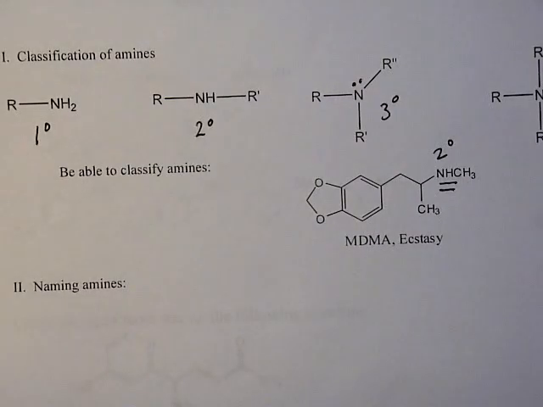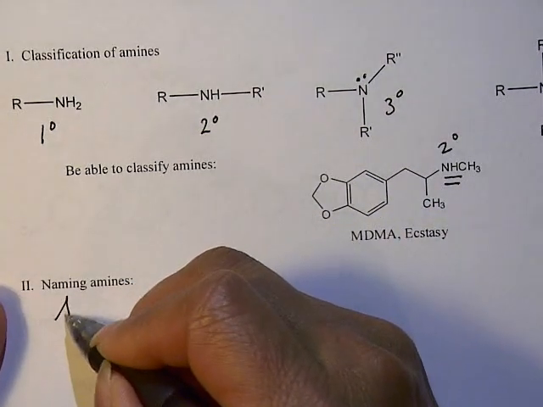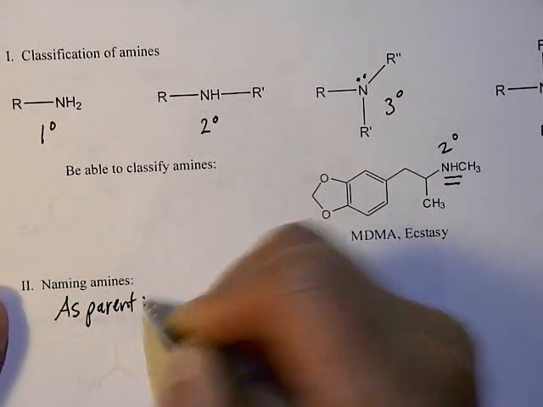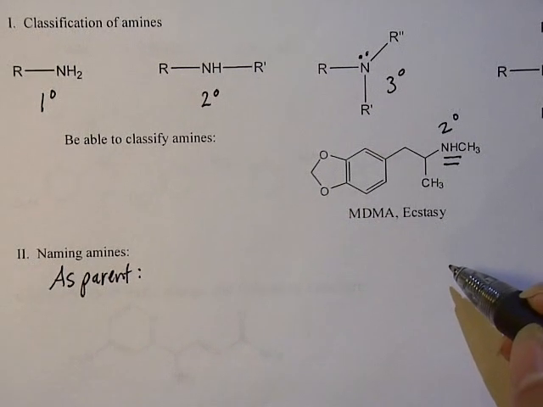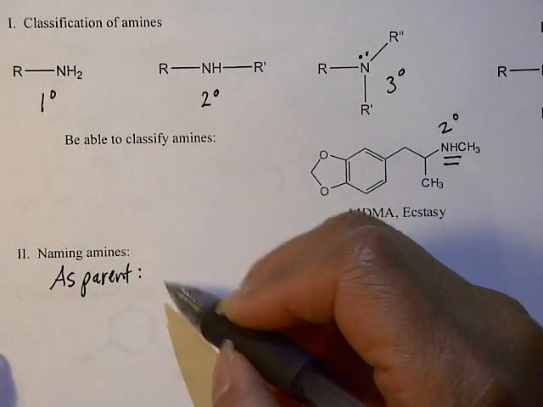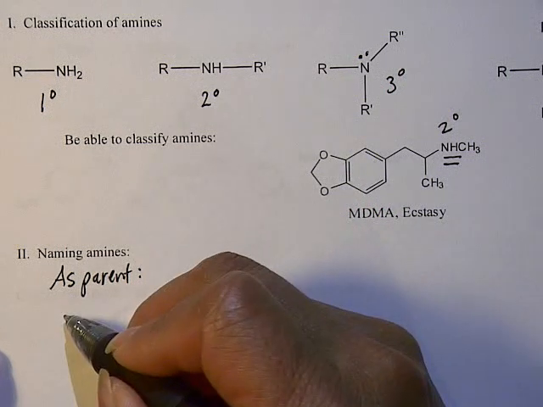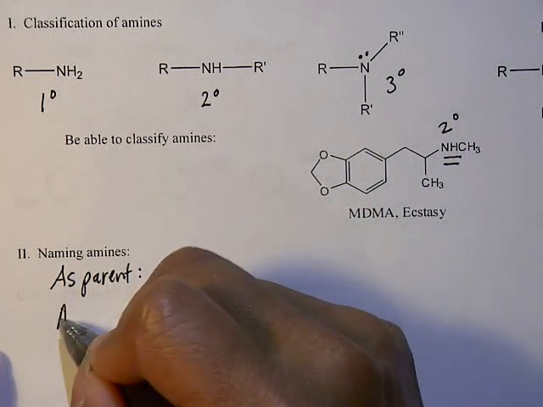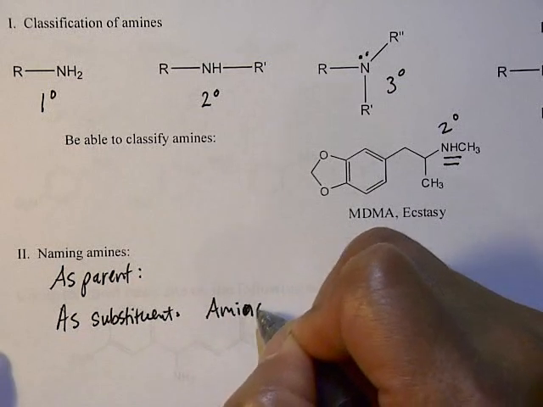All right. As far as naming goes, that's a pretty simple rule. If you're naming the amine as a parent, in other words, there aren't other functional groups with a higher priority, which would be alcohol, aldehyde, ketone, any of the acid derivatives, those all have higher priority than amines. If those are present, then you would name the amine as a substituent, and as a substituent, you would name it as amino.